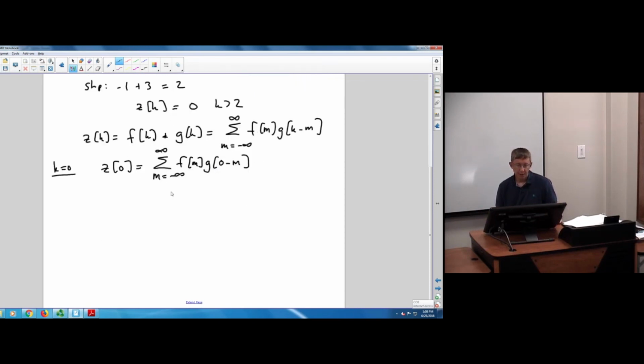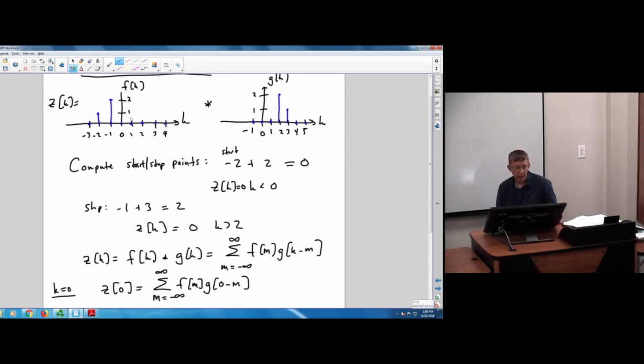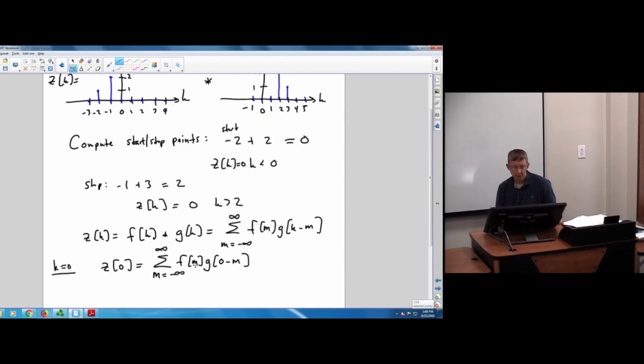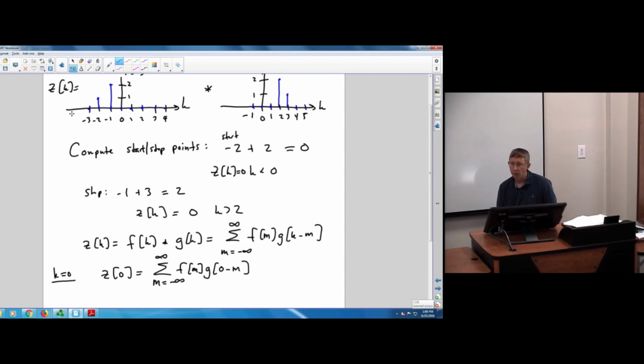Okay, so what does this sum say that I need to do? It means I need to take f at time m multiplied by g at time minus m. I need to add up an infinite number of things. However, lucky for us, f is 0 most of the time, right? So when this is 0, 0 times whatever is 0. So even though it looks like there's an infinite number of things to add up, almost all of them are 0. Let's just do it in our heads. From m equals, I don't know, minus 10, 0. Minus 9, 0. Minus 8, 0.